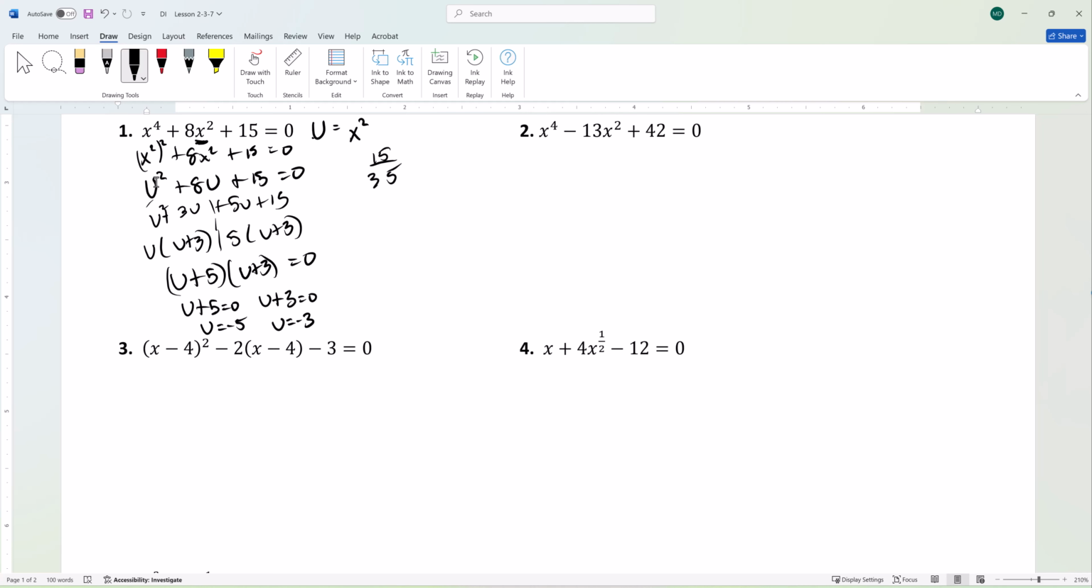So I get u equals negative 5, and I get u equals negative 3. And so now I can substitute back in. So I get x equals plus or minus root 5i. X equals plus or minus root 3i.